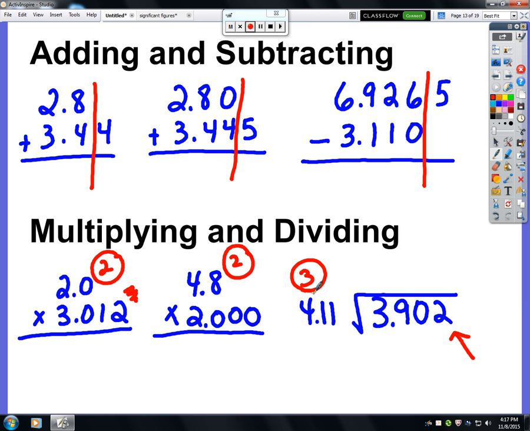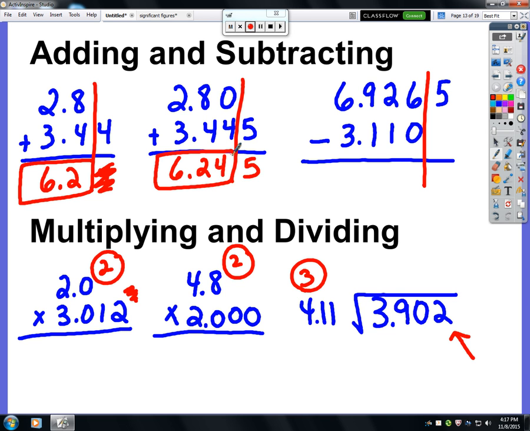So if I add these up for this top one, I get 6.24. That 4 does not round it, and so therefore my answer is 6.2. What happens when I add these up? My answer is 6.245. That's what I'm limited by, and what does my 5 do? It does round up that 4, doesn't it? And so my answer would be 6.25, not 6.24, because the 5 rounds that 4 up.